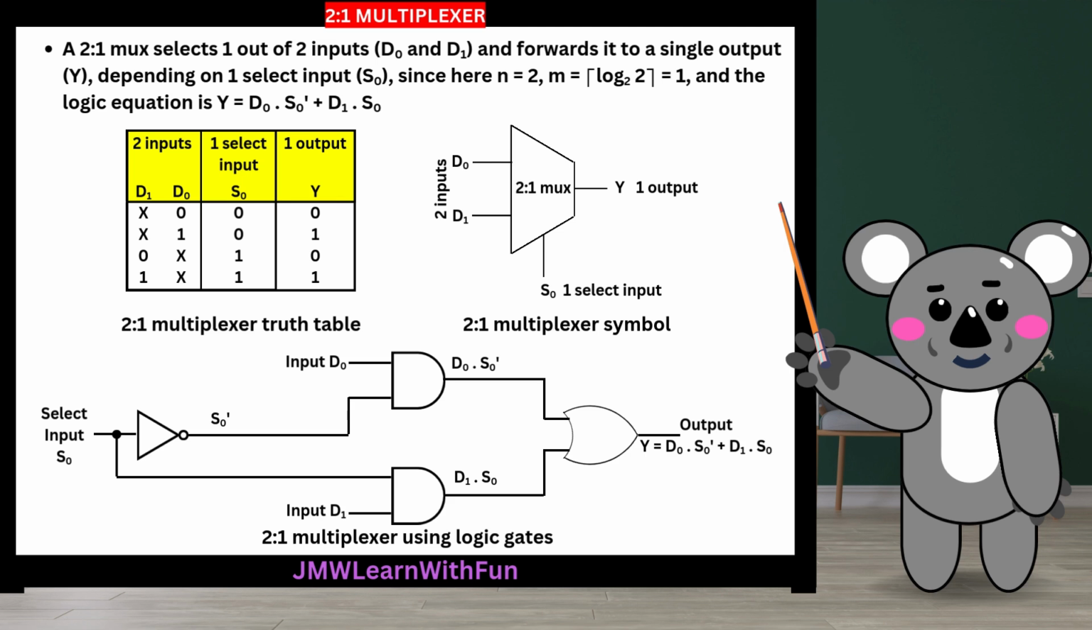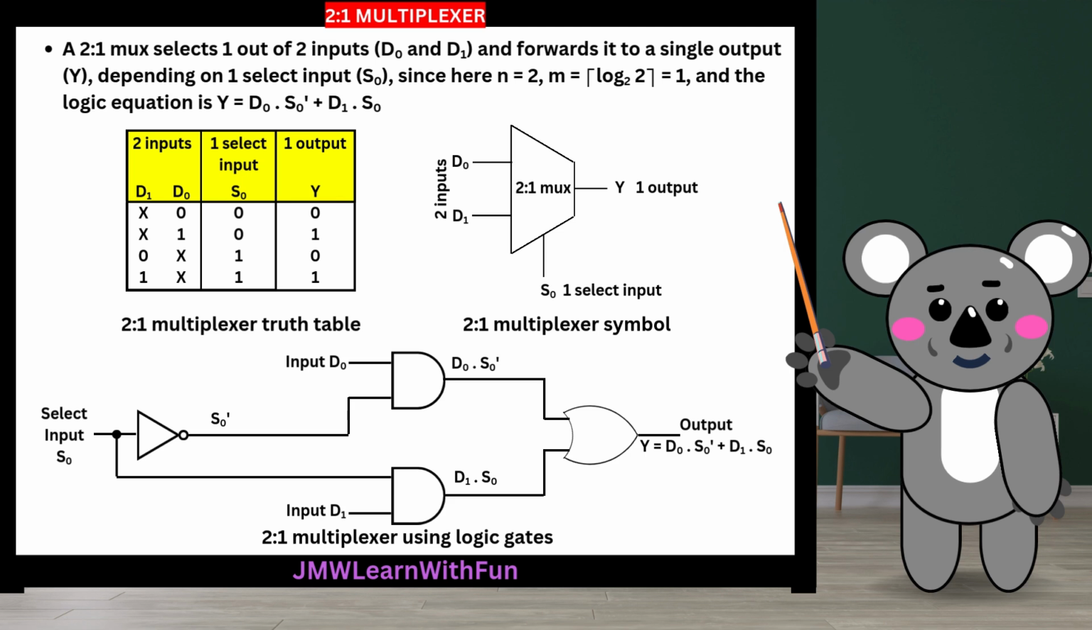We see that when S0 is 0, D1 is X, that is don't care, it can be either 0 or 1. The output Y follows the input D0, if D0 is 0 Y is 0, if D0 is 1 Y is 1. When S0 is 1, D0 is X, that is don't care, it can be either 0 or 1. The output Y follows the input D1, if D1 is 0 Y is 0, if D1 is 1 Y is 1.